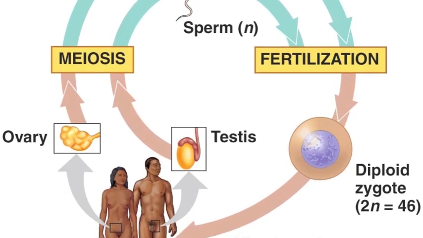Meiosis 1 separates homologous chromosomes, while meiosis 2 separates sister chromatids. This concludes our exploration of cell division.